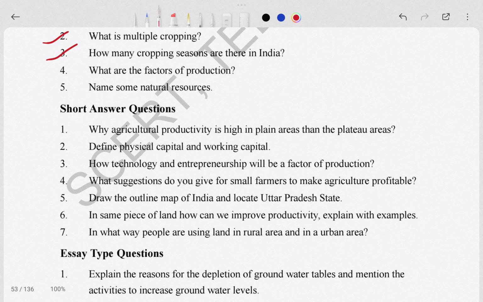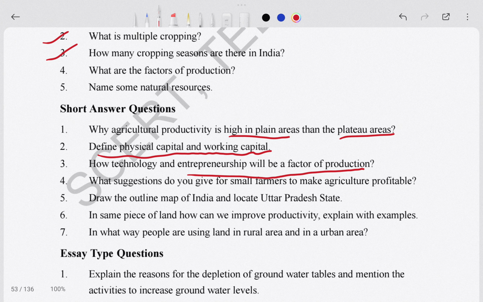Why is agriculture high in plains and less in plateau areas? Define physical capital and working capital. How does technology intervene with the factors of production? So these are the questions which have already been asked in your board examination. Okay, so these are the important ones.